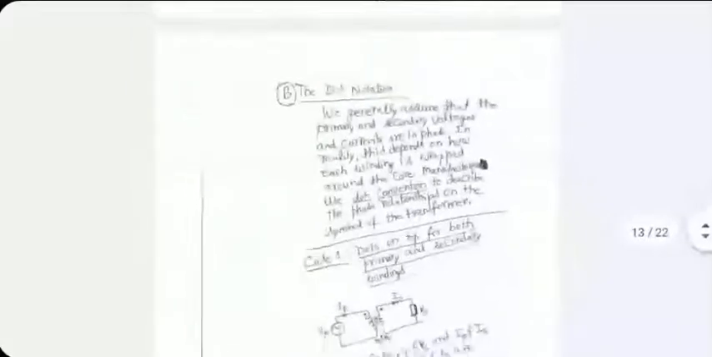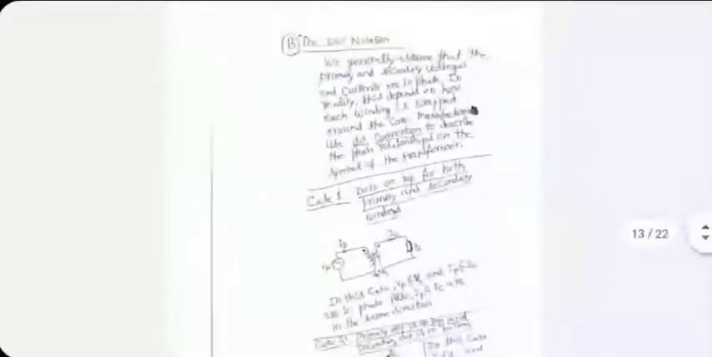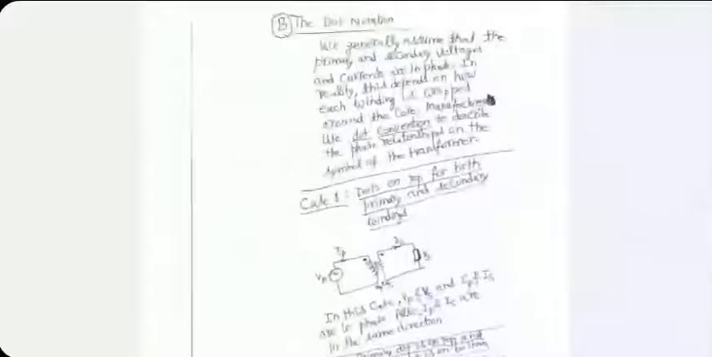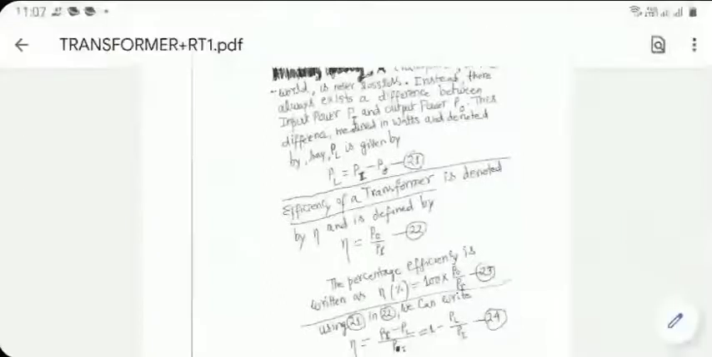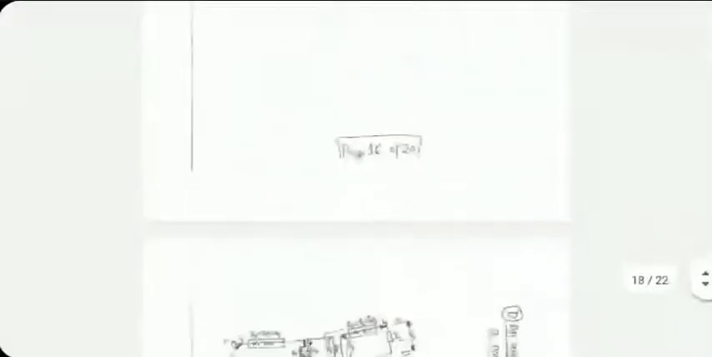Dot notation, I told you that to capture the direction of winding, manufacturers put dots on the schematic. Explanation is given here. Losses, two primary types of losses, copper loss and iron loss. We went through all that. Then we went to the equivalent circuit, which is where I'm going to begin today.